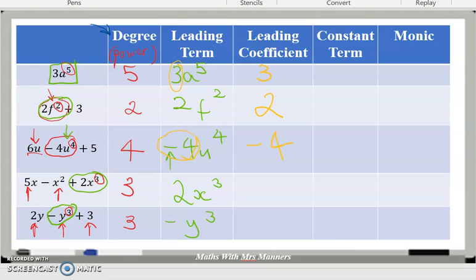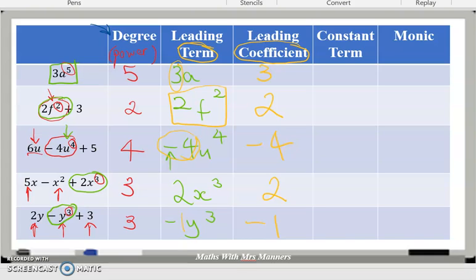That'll be the leading coefficient. So just the number right at the front. Now, if you don't have a number, we know that in algebra, my imaginary coefficient would be a 1. So I'm going to put down a -1. So the leading term is the entire term. That's why it says the word term. But the leading coefficient is just the number, the numerical part at the front.